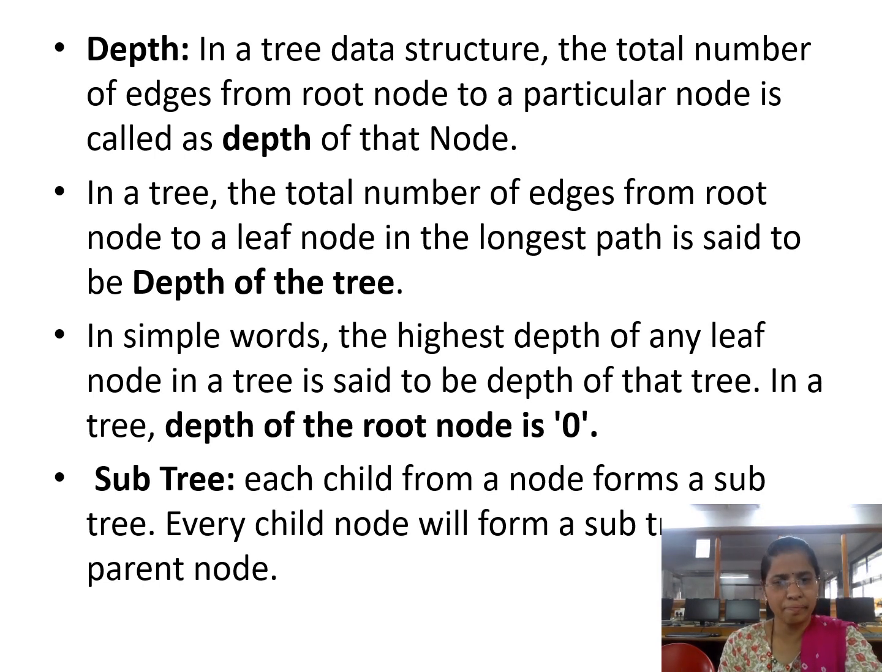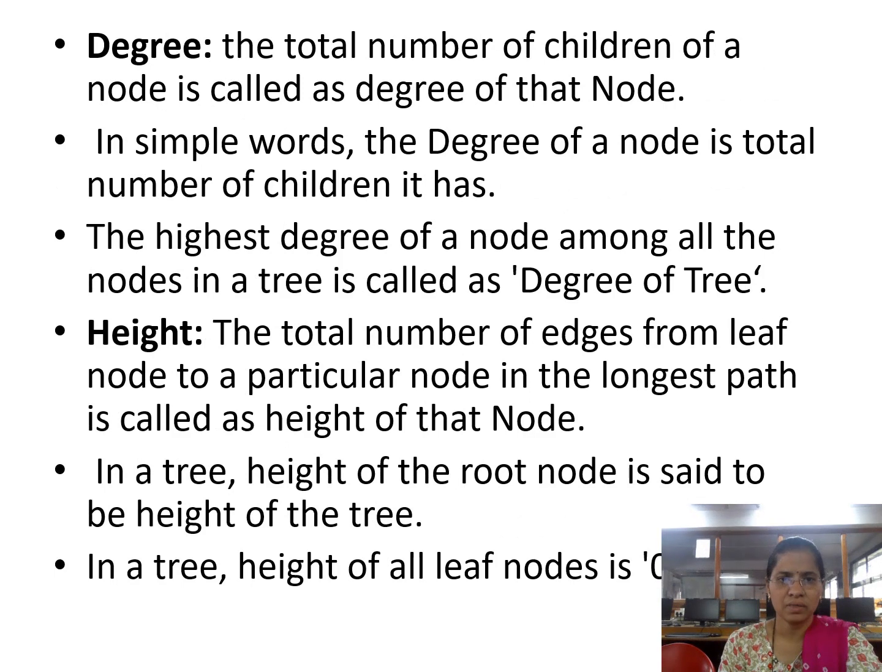Then what is meant by subtree? Each child of a node forms a subtree. Every child node will form a subtree of its parent node. The next term is degree of a node or degree of the tree. The total number of children of a node is called the degree of that particular node. Simply, the degree of a node is the total number of children it has. The highest degree of a node among all the nodes in a tree is called the degree of the tree.